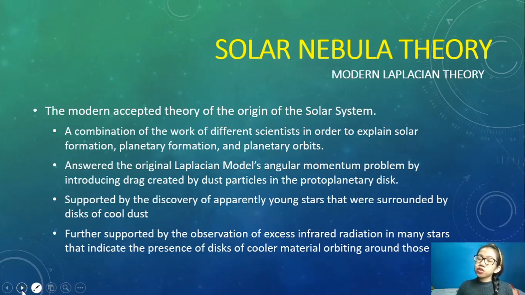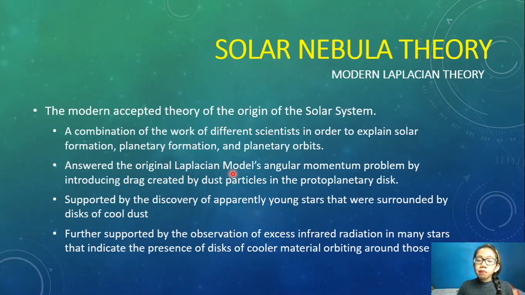So the formation of the solar system is explained by an elegant theory called the solar nebula theory, or just the nebula theory. It is also called the modern Laplacian theory because this is an improvement of the earlier Laplacian theory proposed during the late 1700s. Okay, so as you can see here, this is the modern accepted theory on the origin of the solar system and other solar systems as well. So this is an explanation for all solar systems. Okay, so this is a combination of the work of different scientists.